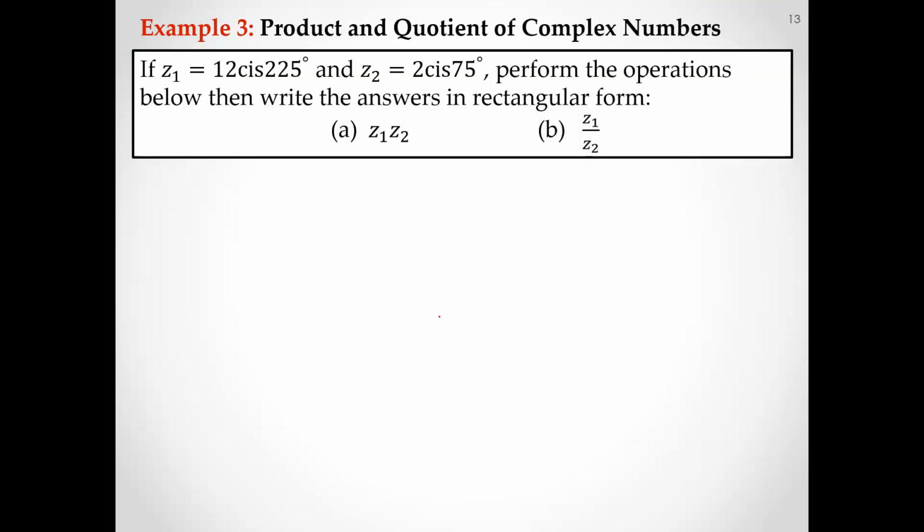Okay, here let's see an example. Z1 Z2. What will Z1 Z2 be? 24. Where does 24 come from? 12 times 2. CIS 300, 225 plus 75. What is the quotient? 6 CIS 150 degrees. Becomes really easy directly.